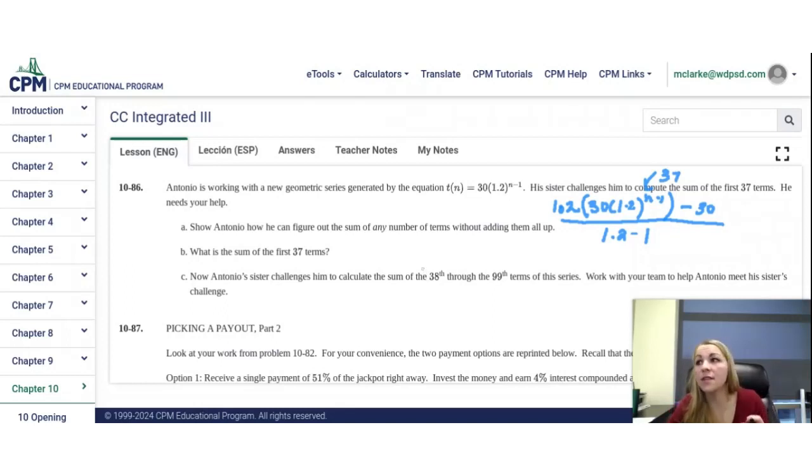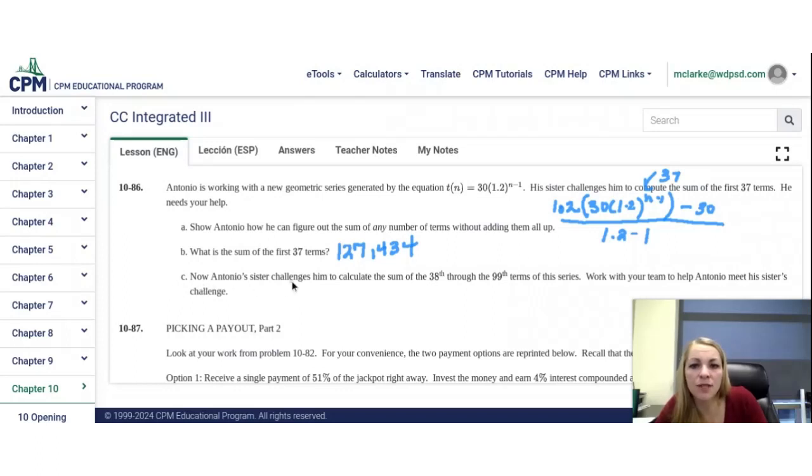So I hope you tried this on your own. What you should get here is 127,434. So if you aren't getting that, check your parentheses, check your equations, see if you're doing all right on that.